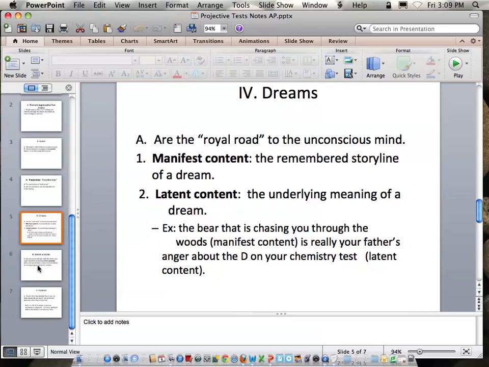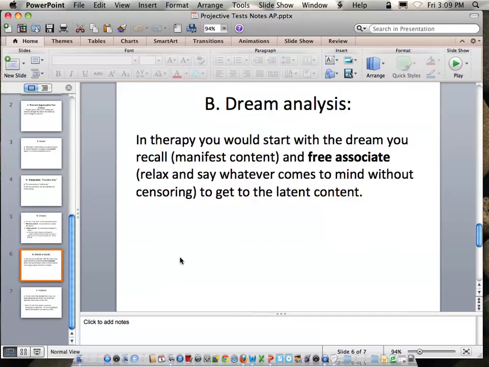You could pay an actual therapist to tell you about dream analysis, because ultimately Freud believed that this was the best way to access our unconscious. If you went to a therapist, what would happen is, in therapy, you would start by talking about the dream you recall, the manifest content, there was a bear chasing me in the woods, and then you would free associate, or relax and say whatever comes to mind without any censorship, right? You're not going to pause, you're not going to think twice, you're just going to talk. No thinking, just talk. And by free associating, the psychoanalyst would be able to get to the latent content of that dream.